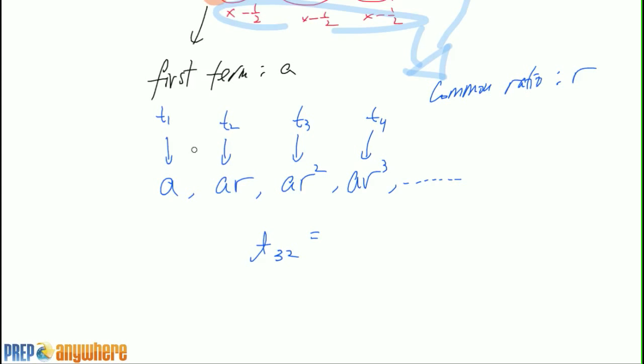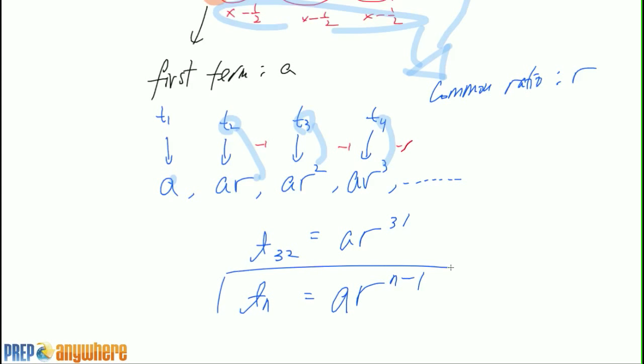The pattern is simple, right? See this number on the top here? See this number on top of the R? It's exactly 1 less. Right, you subtract 1. So from that we can say it's AR to the power of 31. So what is Tn going to be then? The general term. AR to the n minus 1. Okay, that's a general term.